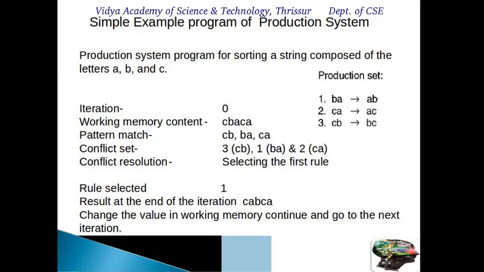CA is there in the content and the corresponding rule is 2. So the next question is, there is a conflict. How to solve it? The rule is selecting the first rule in the given conditions: if two or more conditions are there, we take the first rule. So here 3, 1, 2 are there, we select the first one, and as a result the first BA in the word will be converted into AB.